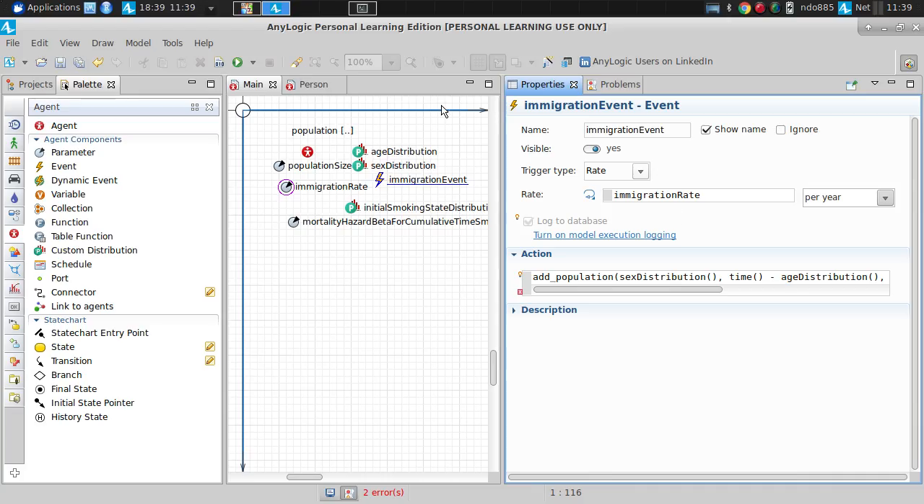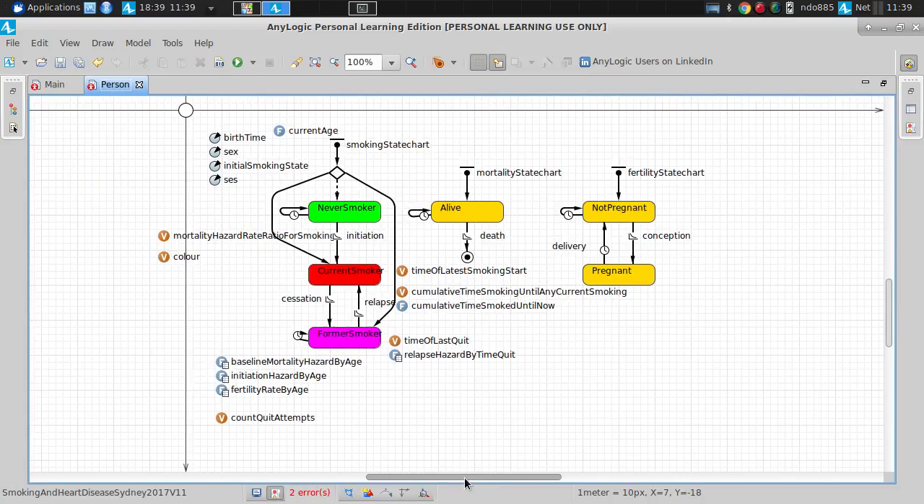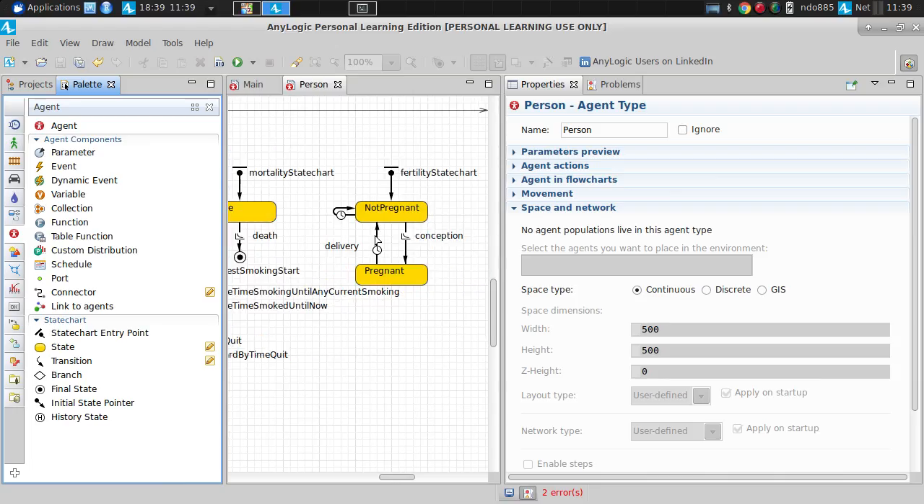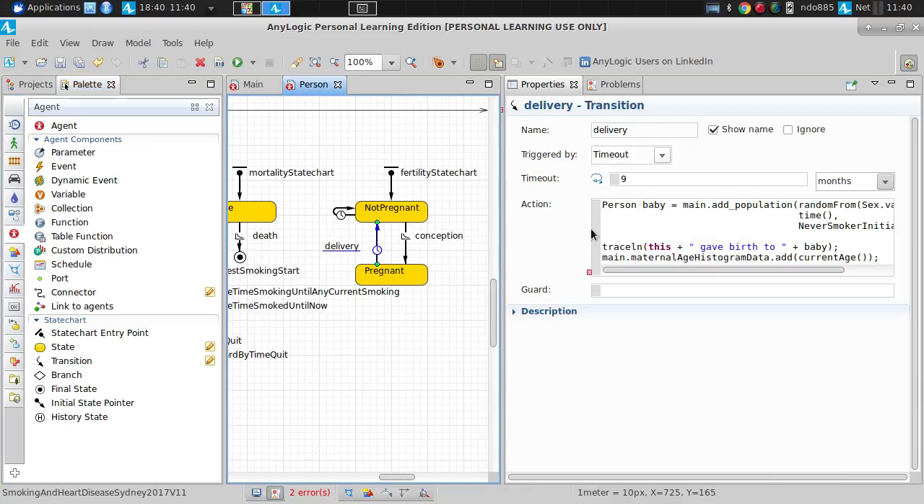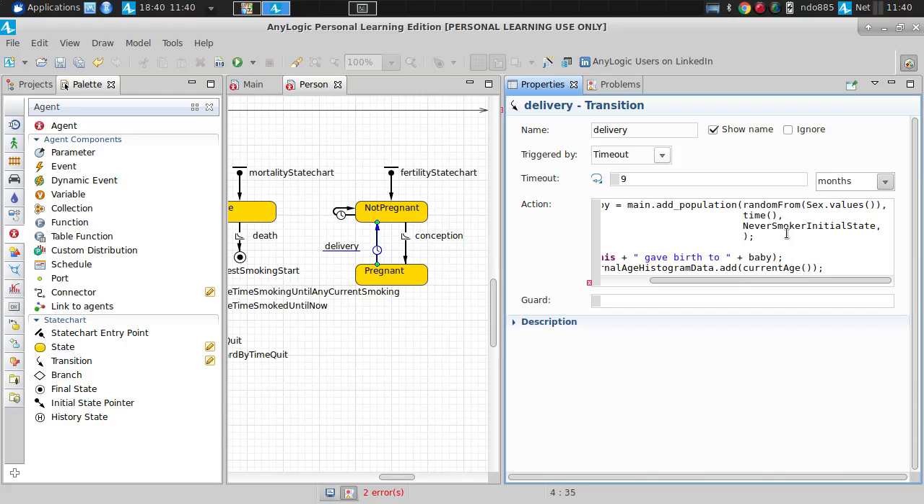Next, where else can a person enter the model? Pregnancy, indeed. And that lives in person because it's a mother who gives birth. Here we are going to go to where the pregnancy, there's a delivery of the child, and we are going to assume that, for simplicity, the child has the same SES status as the mother.